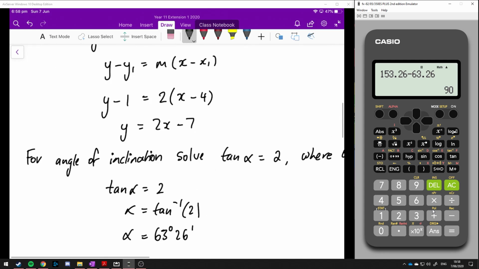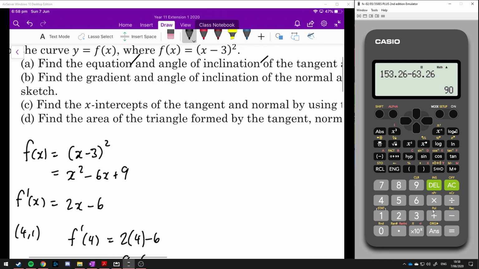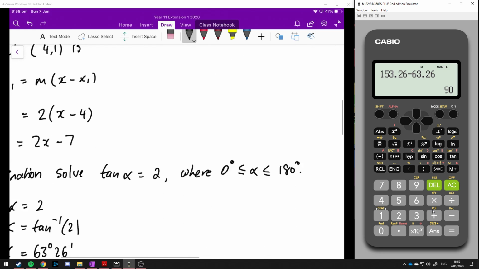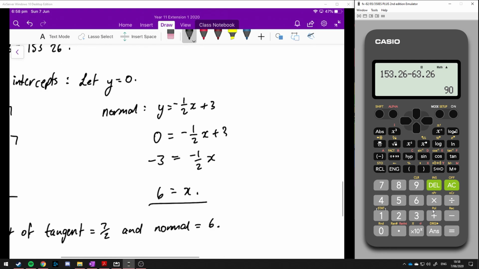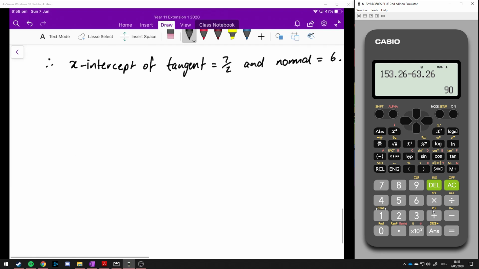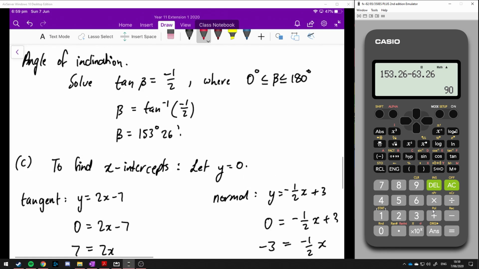Now the last bit's the tricky bit. Find the area of the triangle formed by the tangent, normal, and x-axes. Okay, so what we can do is we could draw up the original function, or we could just draw up the tangent and the normal because we know what they look like. So I'm going to use red for my tangent. I'll use green for my normal.